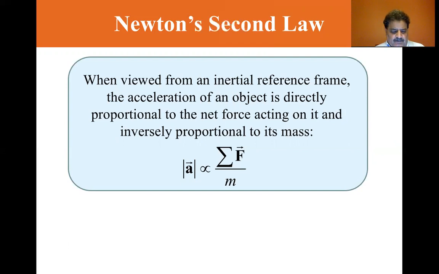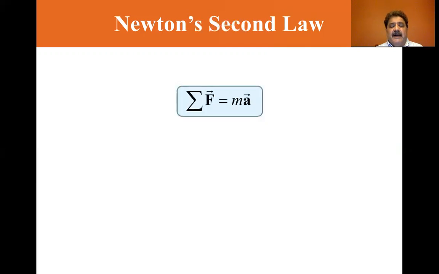Here we're using a proportionality symbol. The acceleration A is proportional to the sum of the forces over the mass. You probably heard force equals ma. The sum of the forces equals the mass times the acceleration. So this is Newton's second law. The force is equal to the mass times acceleration.